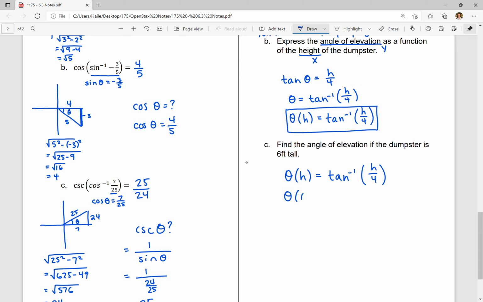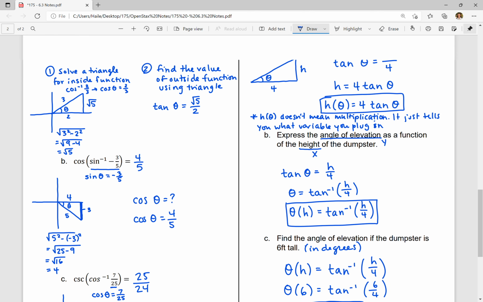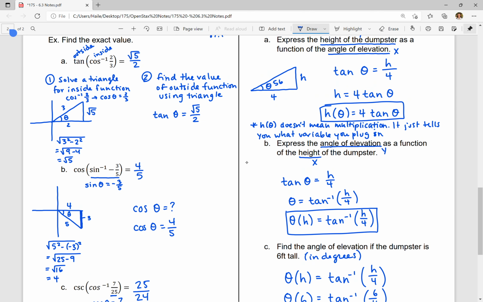We're going to have theta of 6 is equal to tangent inverse of 6 over 4. 6 over 4 is 3 over 2, but that's still not a nice value that we get from the unit circle. So I'm going to need to plug this into a calculator, and let's assume that we want the angle in degrees. If I plug this into a calculator in degree mode, then I should get roughly 56.3 degrees. So that angle in our picture at the top is roughly 56 degrees.